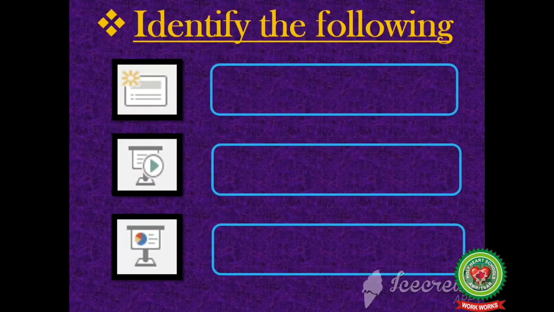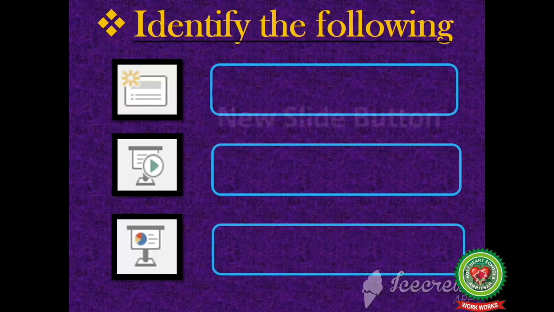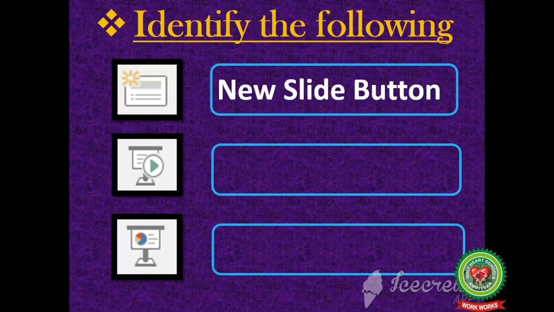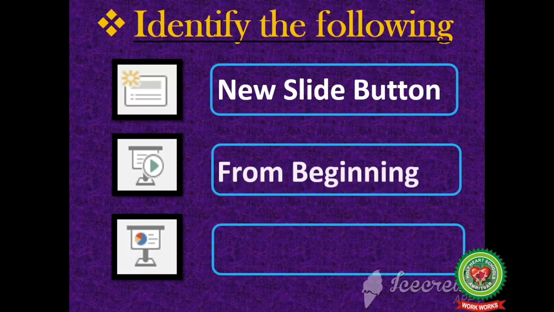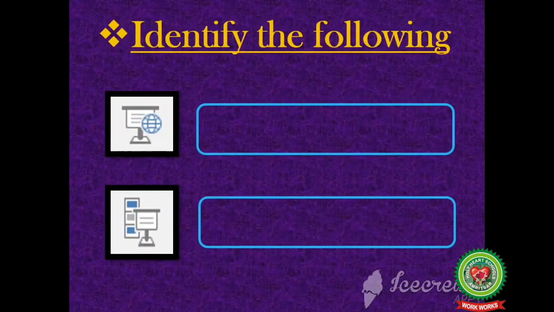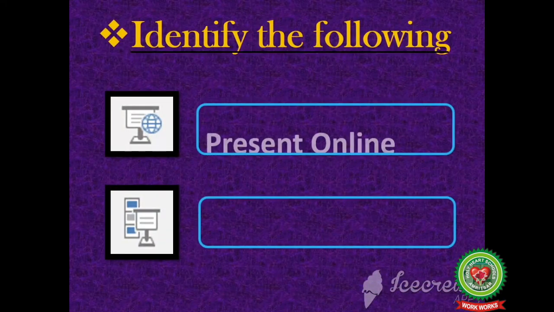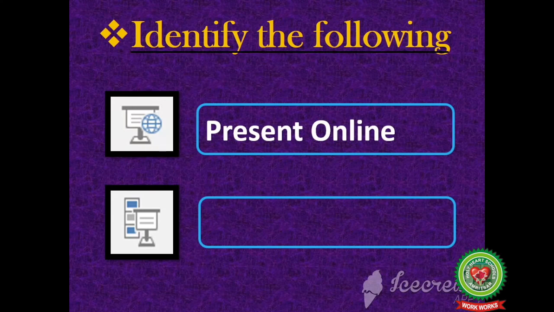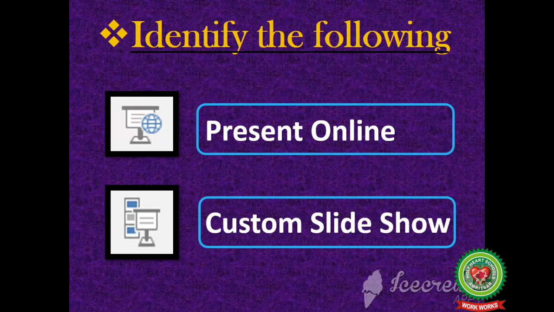Identify the following icons. The first one is New Slide button. Second is From Beginning. Third is From Current Slide. Fourth is Present Online. And fifth is Custom Slideshow.